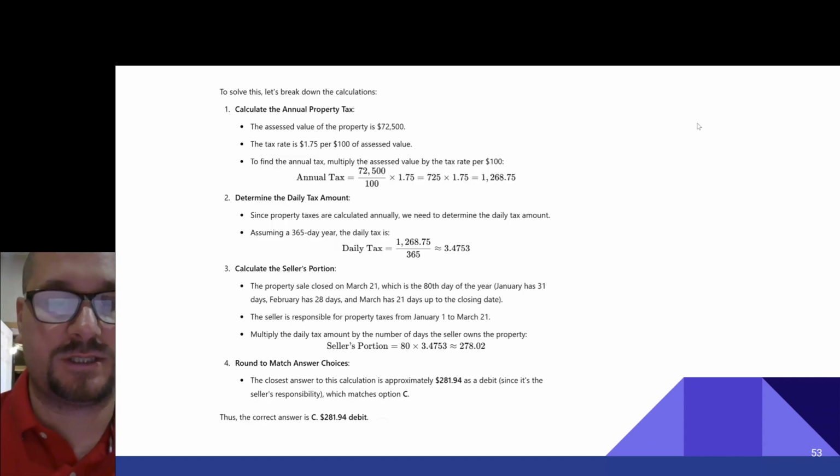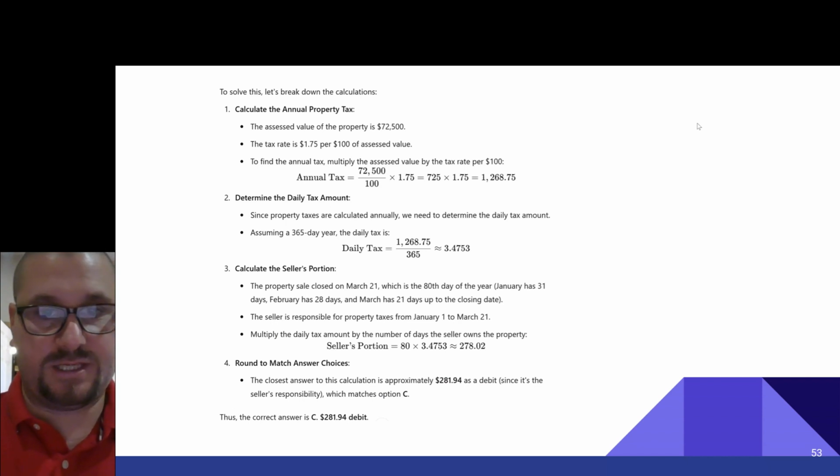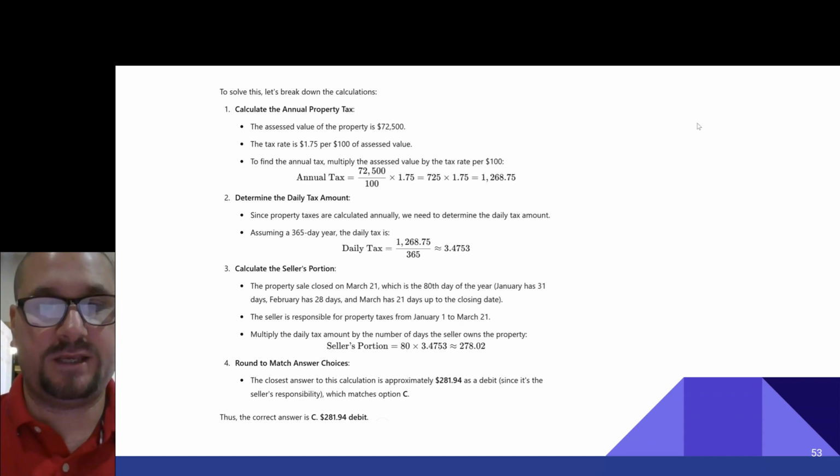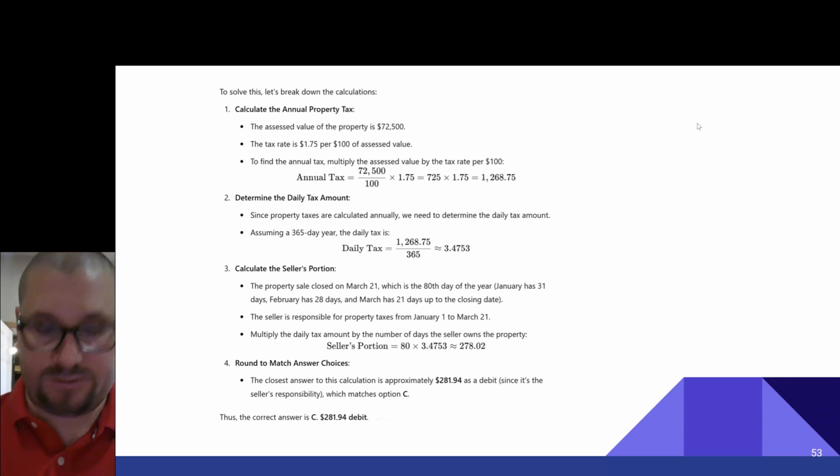So the closest answer to the calculation is approximately 281 as a debit, since it's the seller's responsibility, which matches option C. So the property sale closed on March 21st, which is the 80th day of the year. January has 31 days. February has 28 days. March has 21 days up to the closing date. So the seller is responsible for property taxes from January 1st to March 21st. So you multiply the daily tax amount by the number of days the seller owns the property.